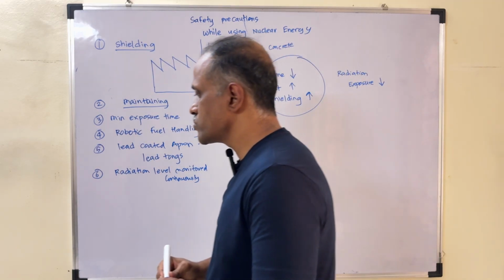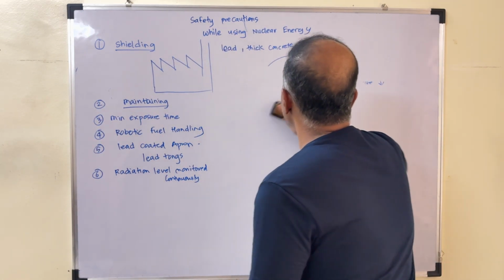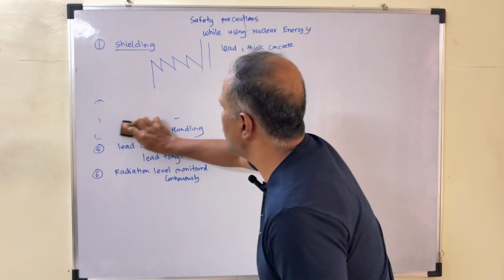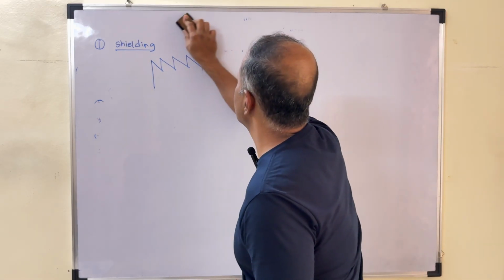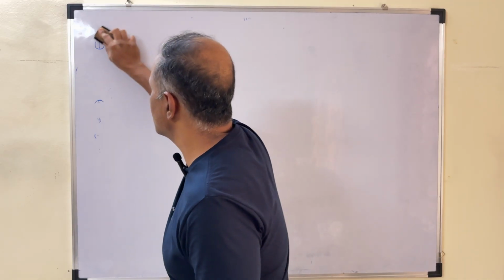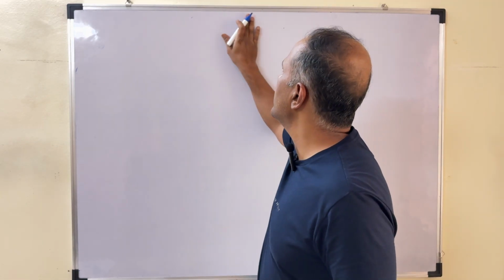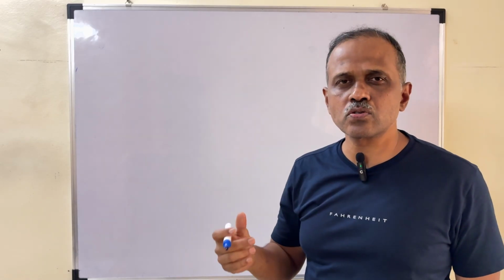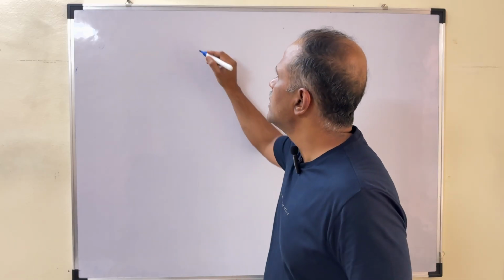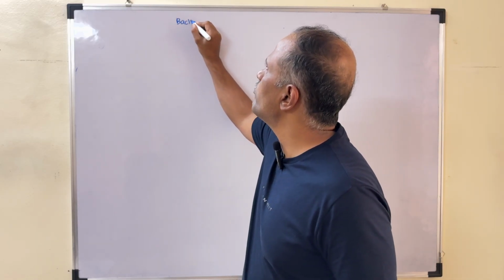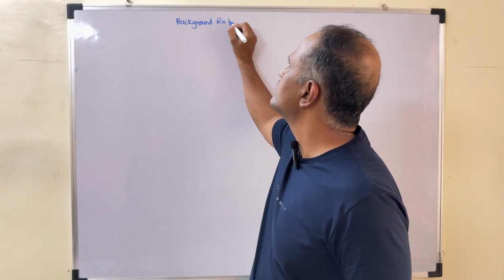Okay, so this was the fourth topic, and the fifth topic is background radiation. Now we will discuss another small topic, which is background radiation. What is background radiation? Knowingly or unknowingly, we are being exposed to certain radioactive radiations. Now, what are those? Let us study background radiation.